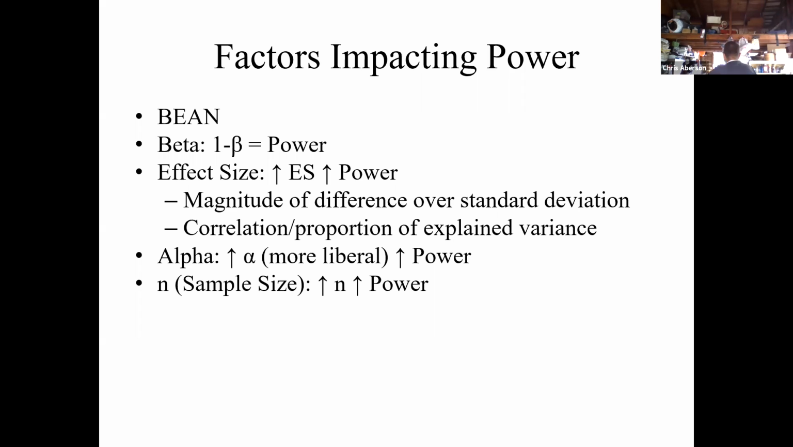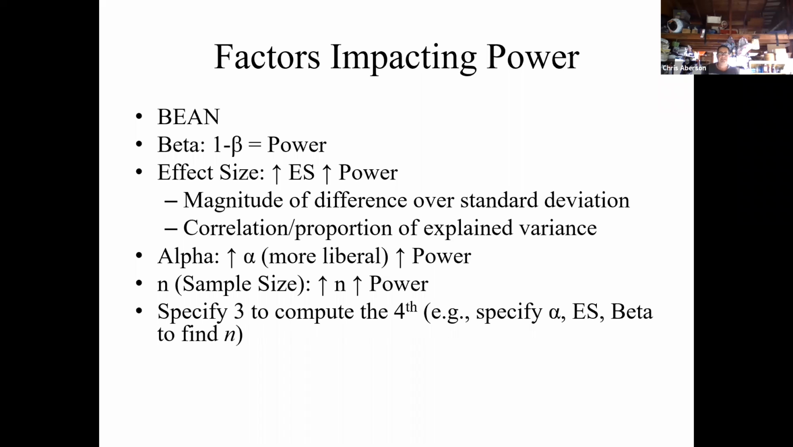Sample size. Sample size is probably the most important one. Bigger sample sizes mean more power. We saw in the previous section, bigger sample sizes mean the standard error of the mean is falling. That is where we're getting that increase in power. Less error in our estimation, more power to detect effects when the null hypothesis is actually false. In general, you can always specify 3 of these and calculate the other. Most commonly, what people do is they specify alpha, effect size, and beta to find a desired sample size.